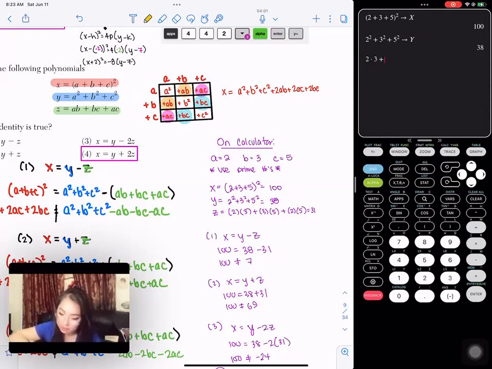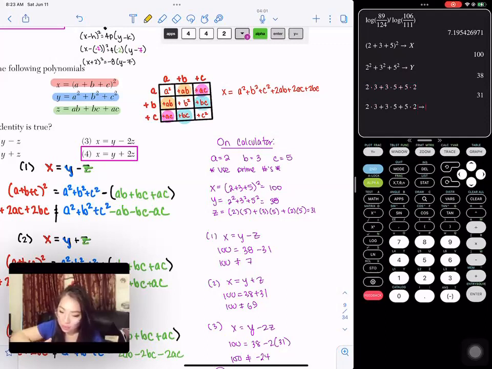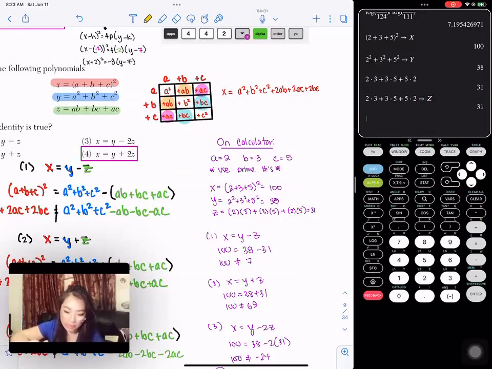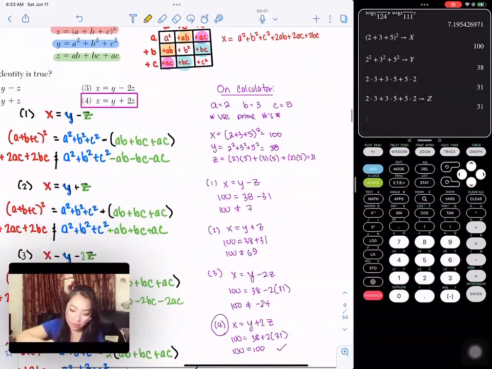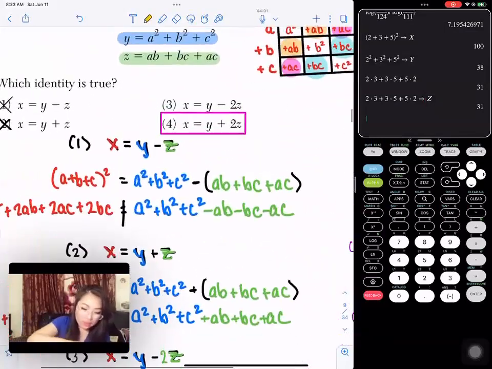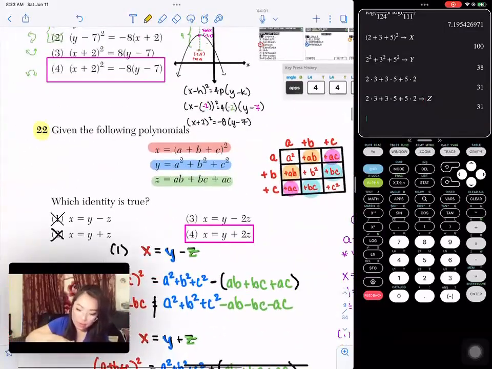2 times 3 plus 3 times 5 plus 5 times 2, right? Oh, I forgot to store it. That's okay. I can highlight, store, and then I'm going to store it in the value of z. So that's alpha. Z is on 2. Okay, so now that equals 31. Okay, perfect. And then I'm just going to do my business, like which one is true, right?